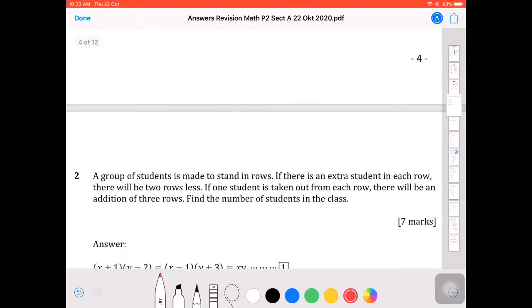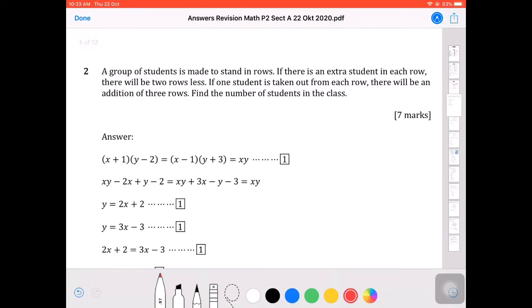Question number 2 is a bit difficult. This is a HOTS question, higher order thinking skill question. There is a group of students made to stand in rows. If you put an extra student in each row, there will be 2 rows less. If one student is taken out from the row, there will be an additional 3 rows. If you look at my answer, I put x plus 1, so for every row we have 1 student extra, 2 rows less, so y minus 2. One student taken out, so x minus 1, addition of 3 rows, so y plus 3.